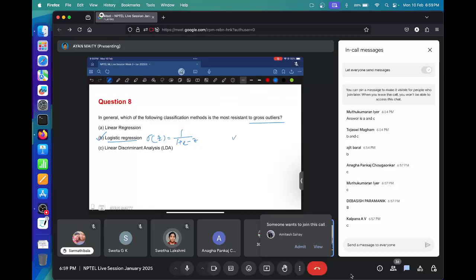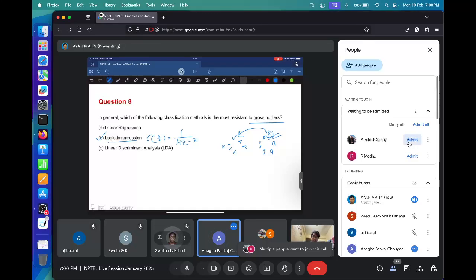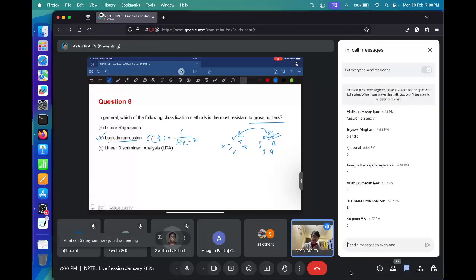For example, let's say this is one class and this is another class, but one outlier point of the other class is present here. It actually belongs to this class, but this outlier point is present here. The classifier should be able to not pay much attention to those outlier points. Resistant basically means it does not get affected by the gross outliers, or it has some mechanism to resist those points.